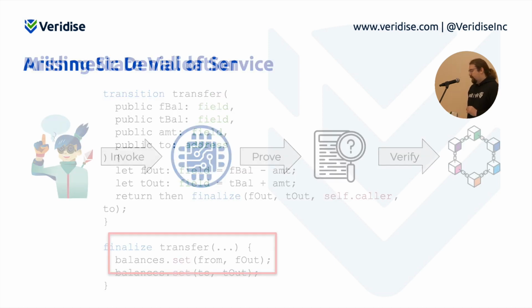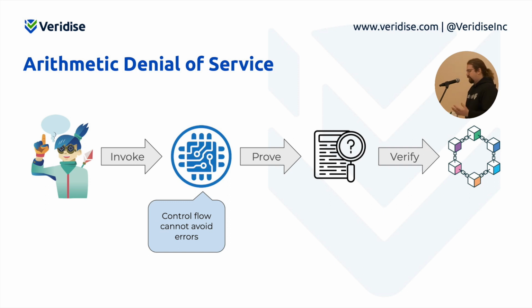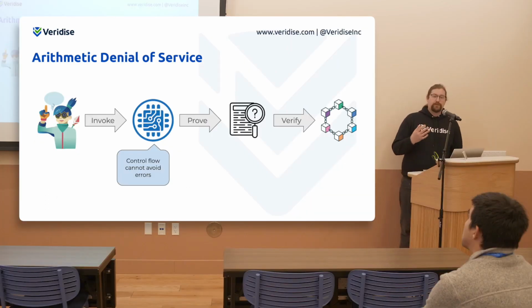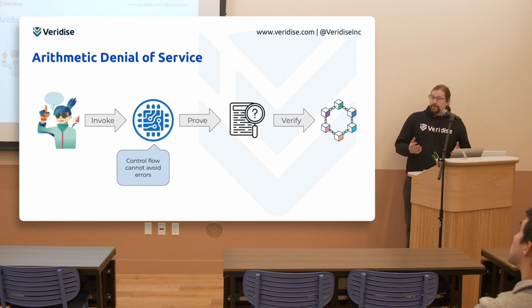The next thing that I want to talk about is an arithmetic denial of service. And so what I mean by this is zk circuits have restricted control flow. And so that becomes particularly important because it makes it a lot harder to avoid errors like integer overflows and stuff like that. Because while Aleo allows users to specify computations over fields, they also model smaller bit width integers like U32 and stuff like that.